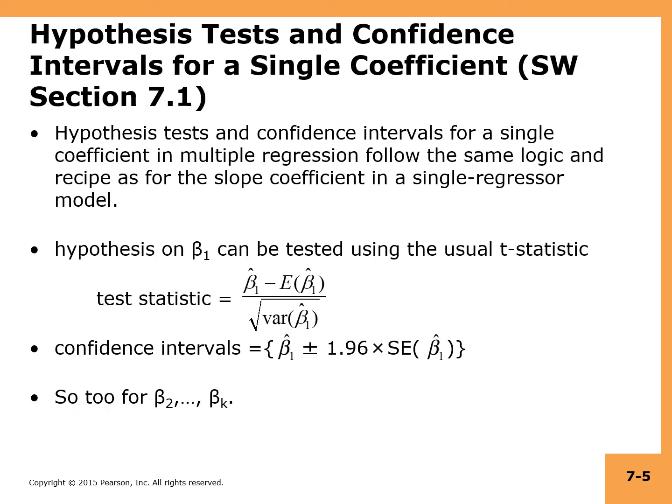So hypothesis testing and confidence interval for a single coefficient in a multiple linear regression model is basically the same thing as in simple linear regression model. So in order to do the hypothesis test, you need to calculate the test statistics. And the formula of the test statistics is the same as simple linear regression model. And the formula for calculating confidence interval is also the same as simple linear regression model. This applies regardless of which coefficient you want to test. So even if you're testing for beta 2 or beta 3, the formula remains the same.